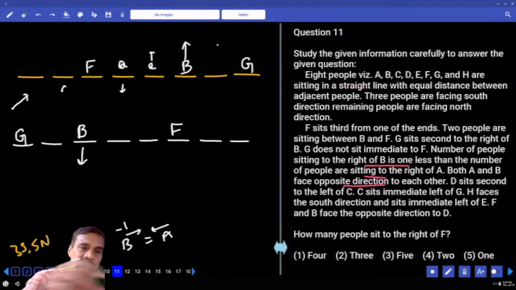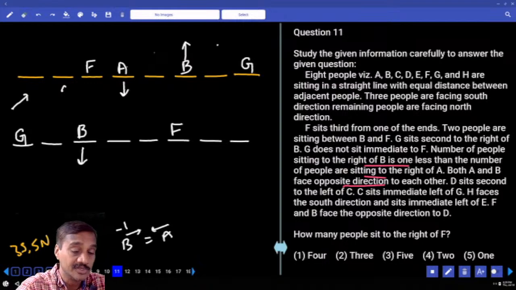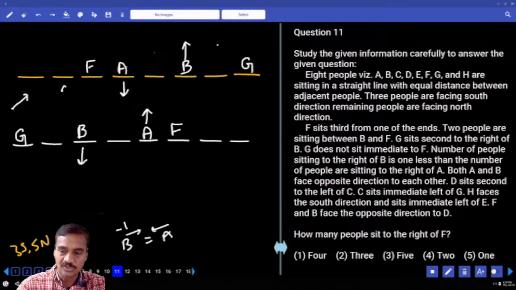Now, since it says opposite directions to each other, A cannot be here, and C must be here. Now follow here, and A is facing towards which direction? South. Now here B is facing south, so A must be towards north, and there must be 3 persons to the right-hand side of A, and A is facing towards north. Then you need to take 2 possibilities.